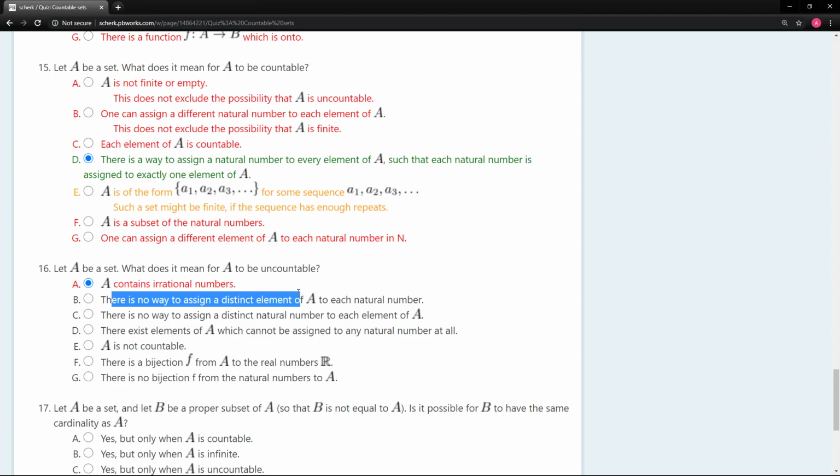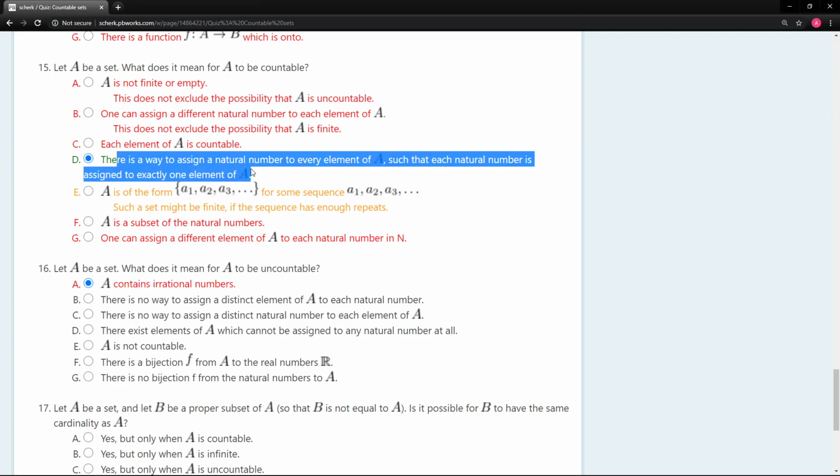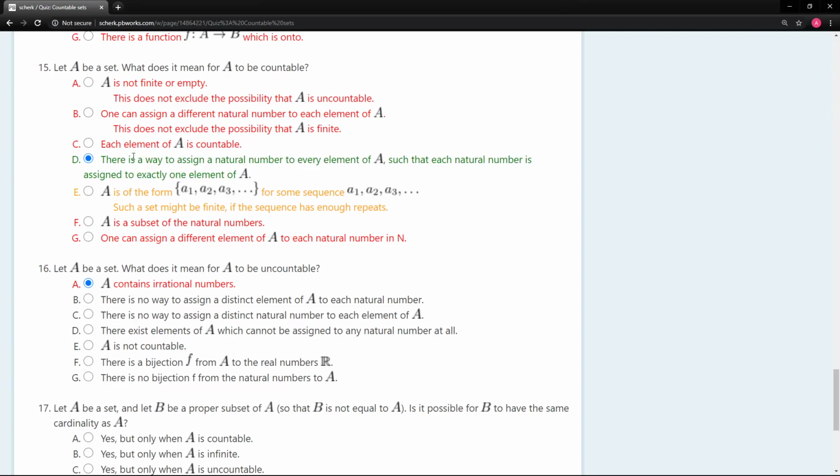No way to assign a distinct element of A to each natural number. Feels like it. It's not exactly as heartwarming as this one over here. No way to assign a distinct natural number to each element of A. There exists an element of A which cannot be assigned to any natural number at all.